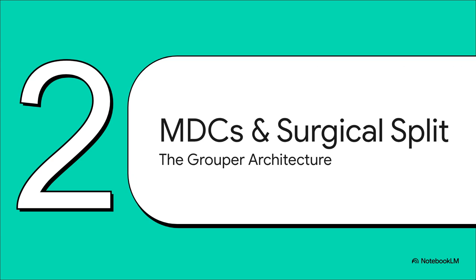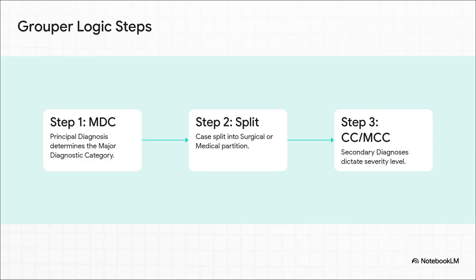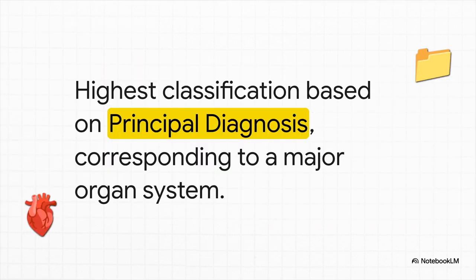Moving right along to Section 2, MDCs and the surgical splits, the grouper architecture. Okay, so the logic engine behind all of this, the system that assigns that final DRG, is called the grouper. And you know what? It operates in 3 very clean top-down logical steps. First, the principal diagnosis establishes the massive container for the claim known as the major diagnostic category, or MDC. Second, the case gets split into either a surgical or medical partition within that category. And finally, step 3, the secondary diagnoses are factored in to dictate the severity level. Simple, right? Let's look closer at that first step.